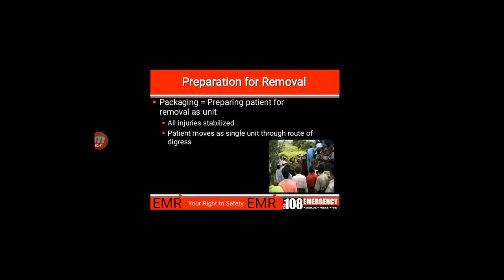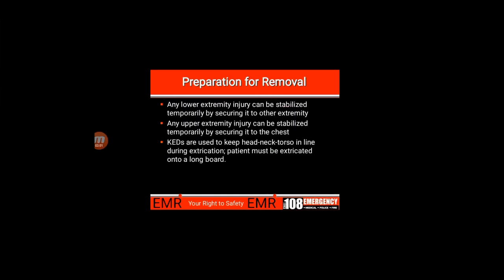We have to stop all the bleeding, provide proper dressing for the injuries, and take the patient to the ambulance or emergency vehicle. We can stabilize the lower extremity by securing it to the other extremity. If one leg is broken, we can wrap the gauze roll with the other extremity so that it will be stabilized.